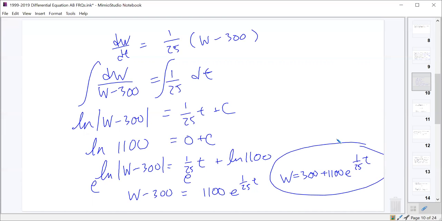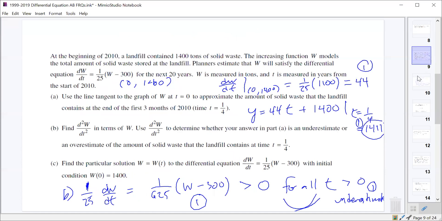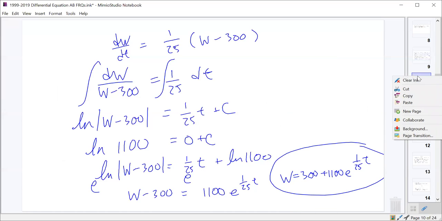And that is our answer. Everybody go with that? Cool. Did we have to find a value? No, we didn't. Sometimes they ask you to find a value there at the end, but in this case they did not, so you don't have to worry about that.